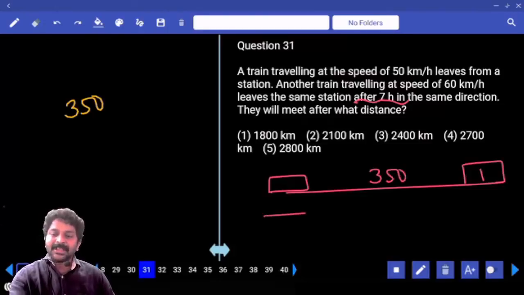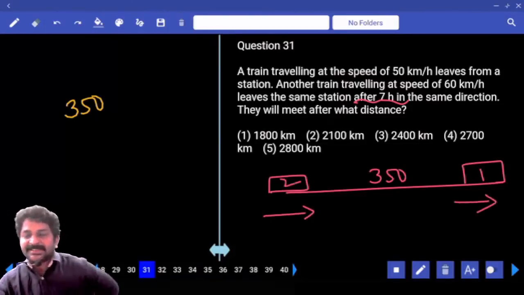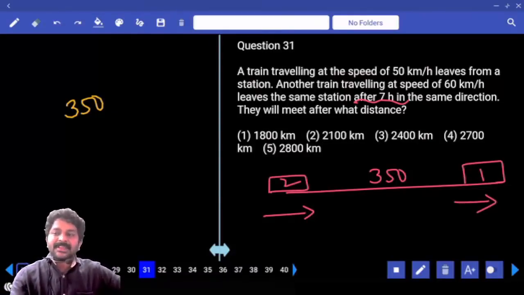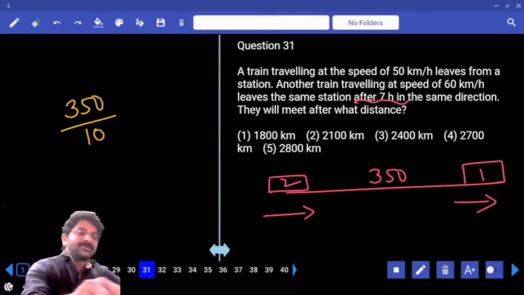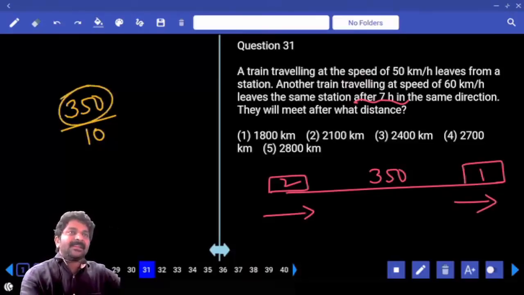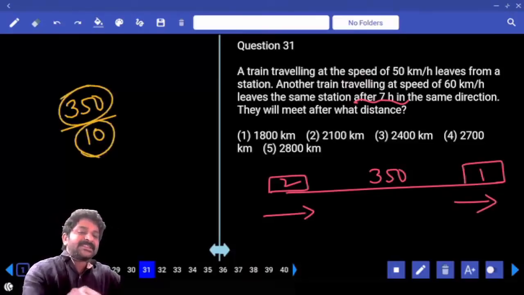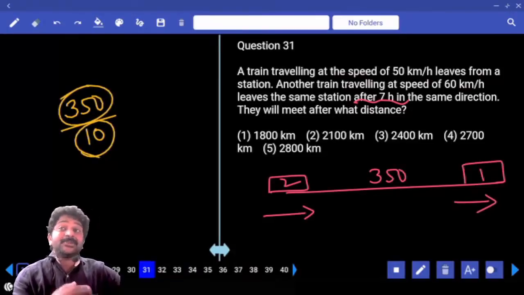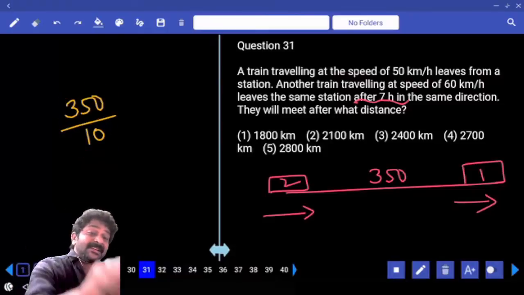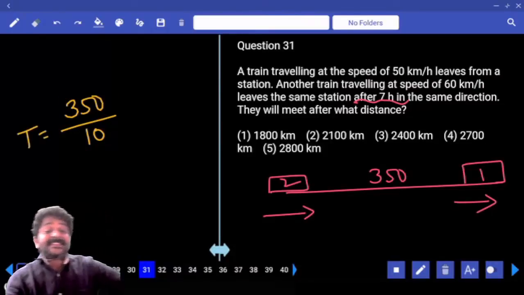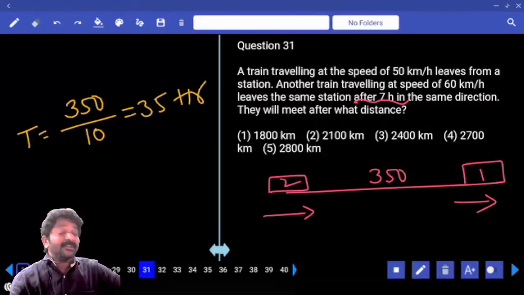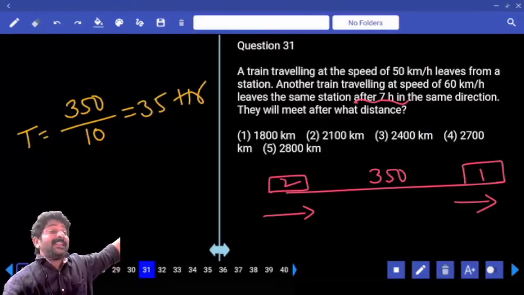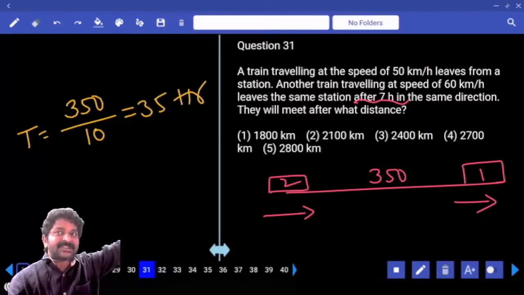Correct? Both are moving in what direction? If they are moving in the same direction, relative speed is S1 minus S2 only. What is S1 minus S2? Come on. 10. So what is 350? Distance. What is 10? Relative speed. Distance by speed in the sense. So this is the time, 35 hours, which second train needs to catch the first train.